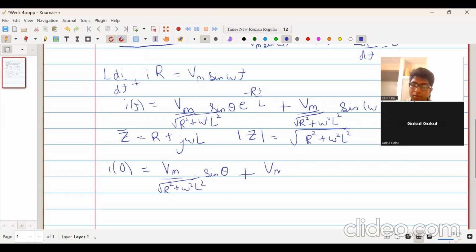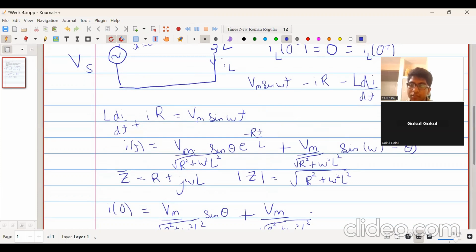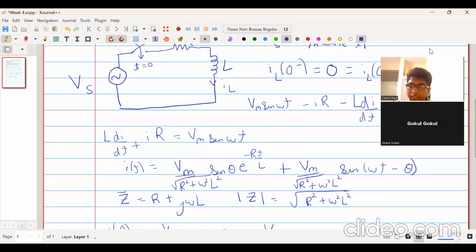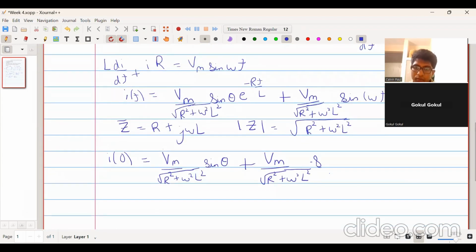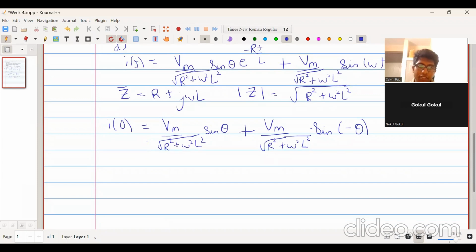Similarly, this will be Vm upon square root of R square plus omega square L square into sine of omega t minus theta. At time t equal to 0, sine omega t will be 0, so it will be of the form sine of minus theta. So I of 0 is equal to Vm upon square root of R square plus omega square L square into sine theta, and we know sine of minus theta is minus sine theta. So it will be minus sine theta, and that's why this will come out to have the value of 0.